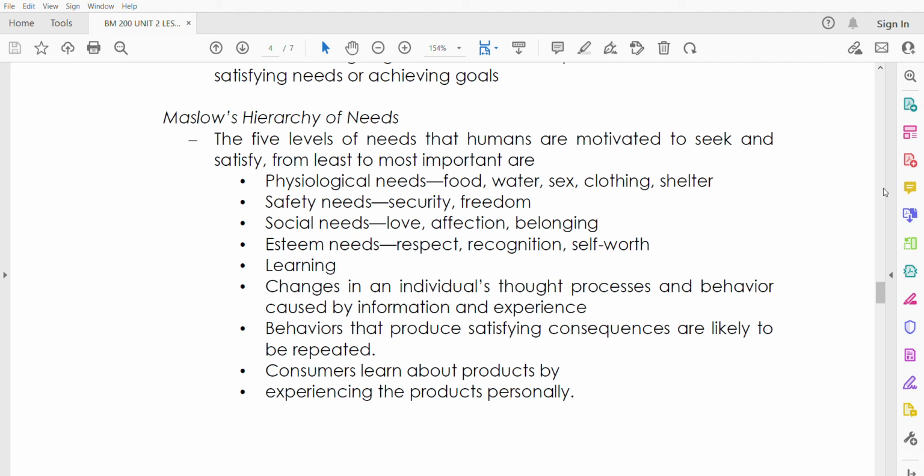Then we also have safety needs, social needs, esteem needs, and then changes in an individual's thought processes and behavior caused by different information and experience, as well as whether they were satisfied with their purchase of that product. If they are satisfied, they will return to buy again. And then basically, consumers learn about the product more once they've tried it.